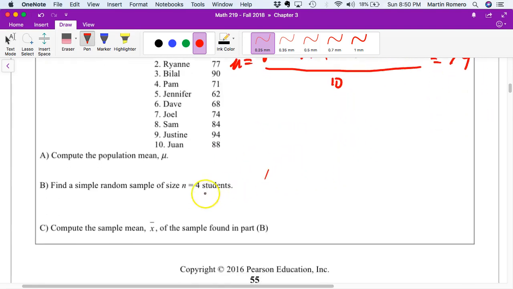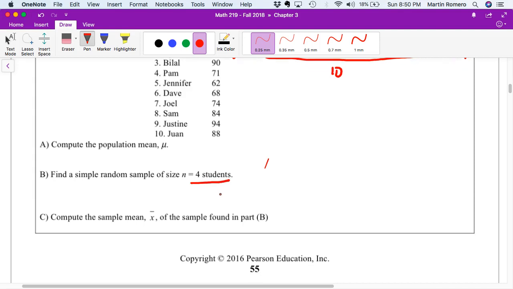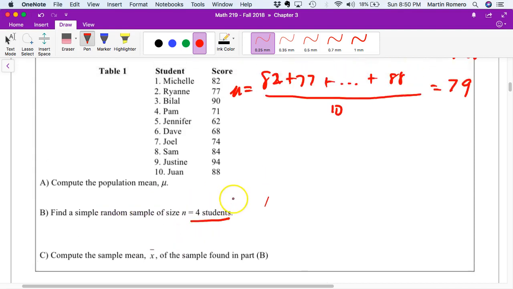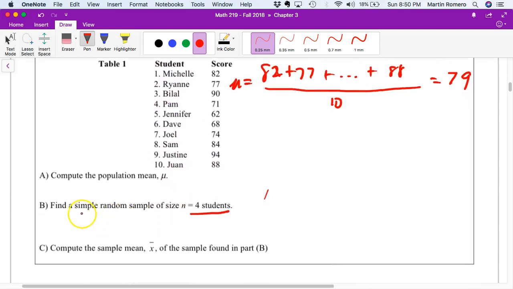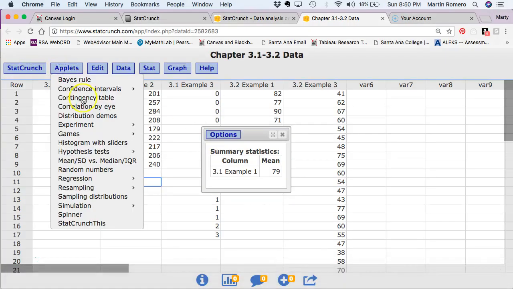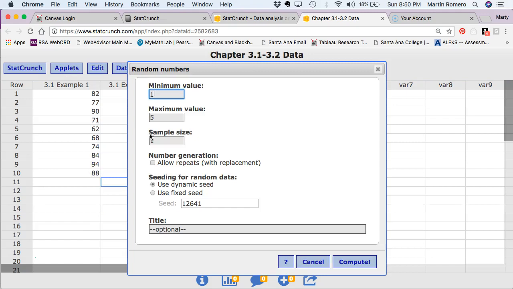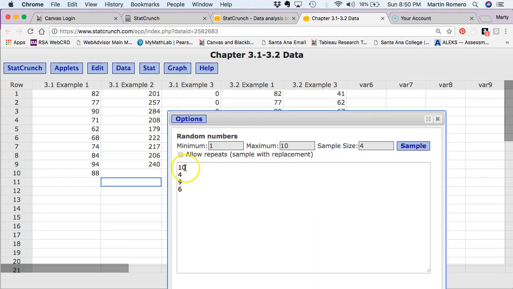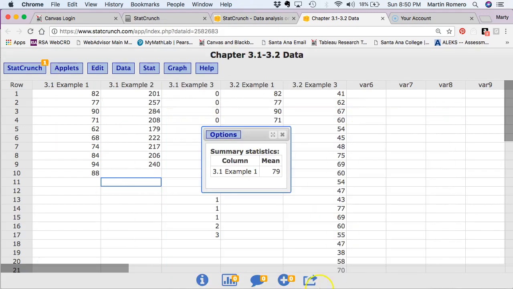Now, if we did a sample of 4 students, we would be calculating the sample mean. So find a simple random sample of 4 students. To find a simple random sample, I need to pick 4 people from that population. So I'm going to use the applets. I need to pick 4 random numbers from 1 to 10. And then we would go ahead and do 4 there, and then you compute, and so we get 10, 4, 9, 6.